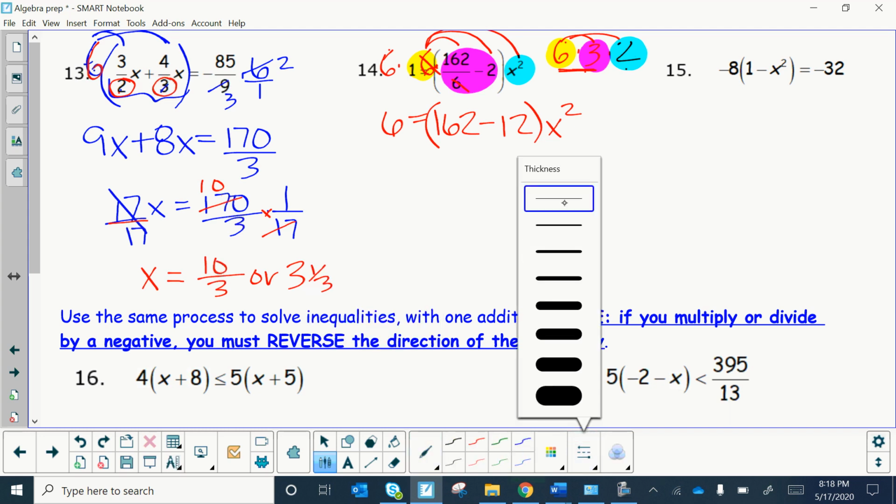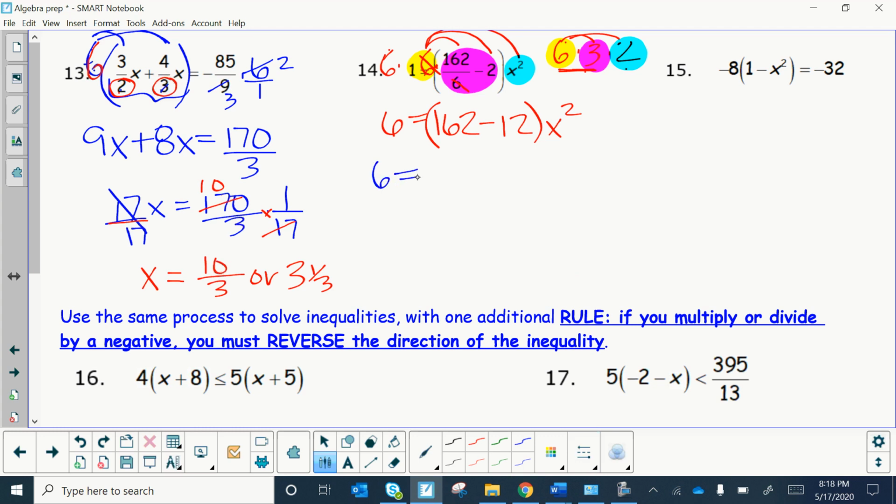So I have 6 still over here on the left side. I'm going to go ahead and make that one number, 162 minus 12 is 150. And then I have my x squared. So this looks a lot prettier, because I multiplied by that 6. I'm going to get rid of the 150. I'm going to divide by 150. That'll cancel out. 6 over 150 looks like a fraction that can be reduced. And actually, 6 goes into 150 25 times. So I have 1 over 25 equals x squared.